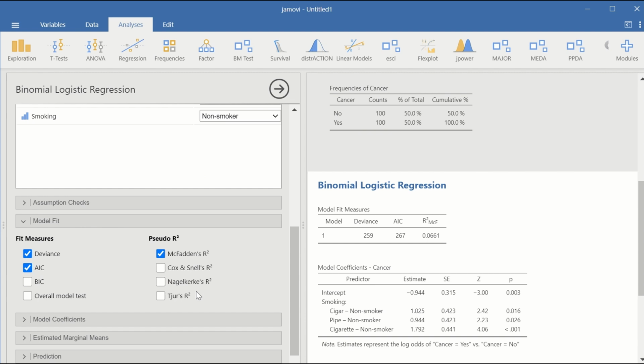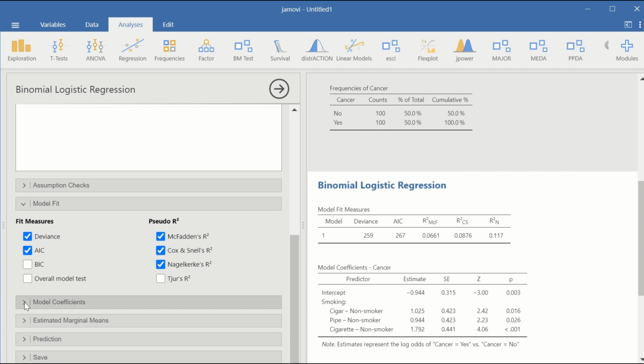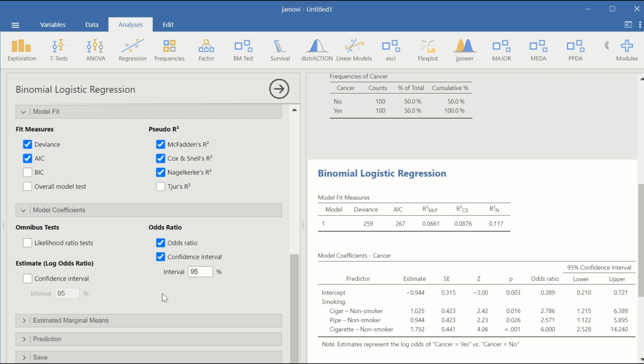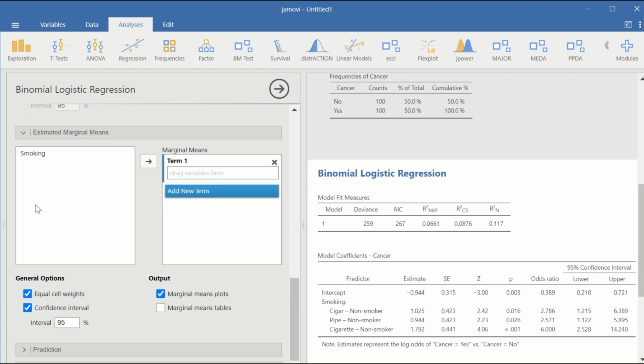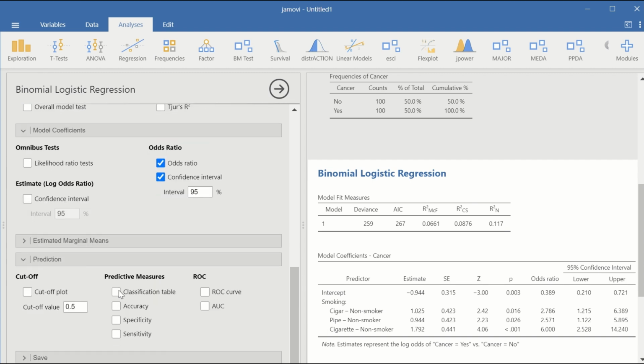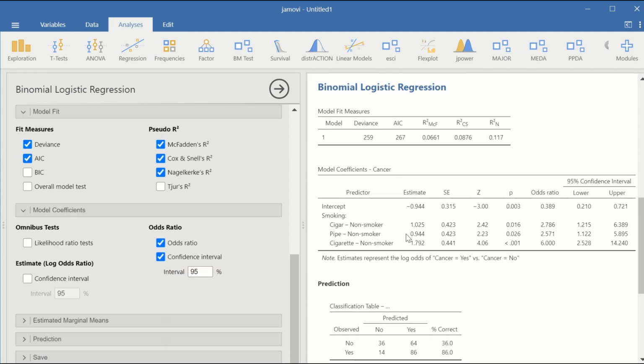For model fit, tick on the Cox Snell's and tick on the next one for R square. And for model coefficient, select the odds ratio here and the 95% confidence interval. For the estimated marginal mean, no selection. For the prediction, again, probably the classification table, but we will not look at it at this stage.